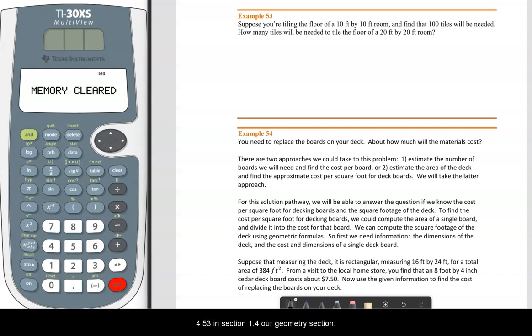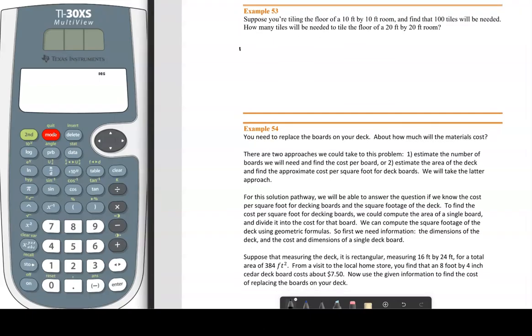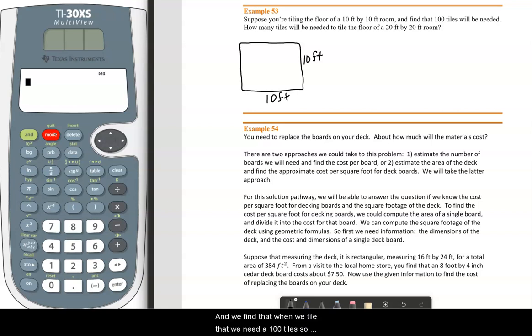Example 53 in section 1.4, our geometry section, deals with using a tiling of a floor. And we're going to take a specific tiling of a floor and figure out how many tiles we would need for a different size. So we're tiling a 10 by 10 room. And we have a nice square room. And we find that when we tile that, we need 100 tiles.